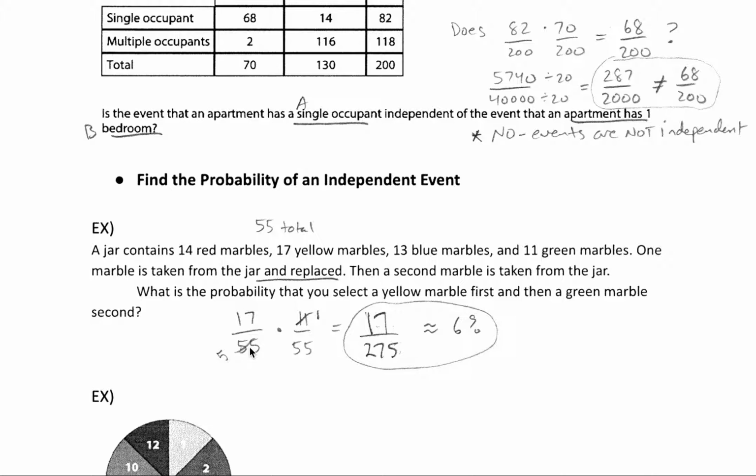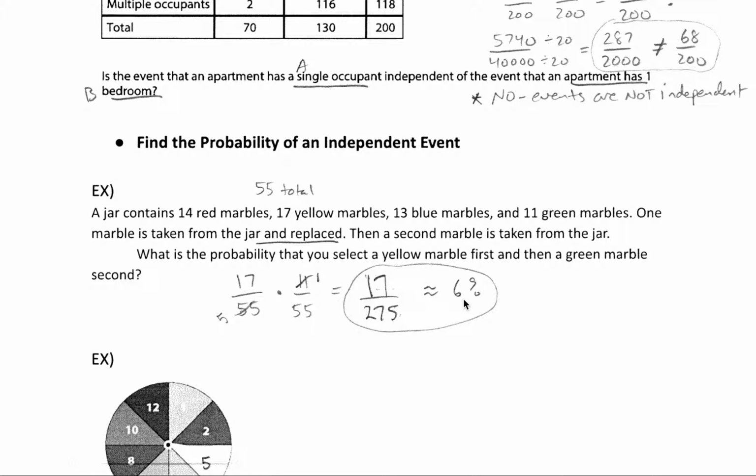You could multiply the tops and then multiply the bottoms and then reduce, although that would make the reduction a little bit harder. Let's reduce first. That always makes it a little easier. We know that 11 and 55 could be reduced to 1 and 5. So 17 times 1 is 17, and 5 times 55 is 275. Because we reduced before, we don't have to reduce now. We are in a final reduced form. Although the fraction form maybe doesn't make the most sense, I like to think about it as a percentage. So that would be approximately 6% probability that we select a yellow marble and then a green marble.